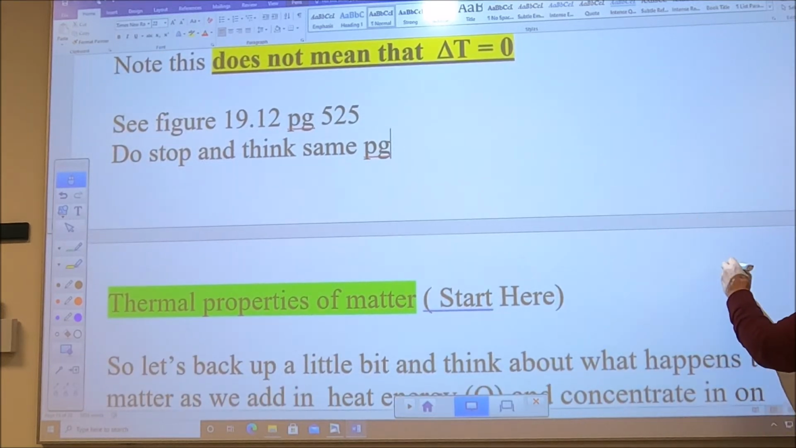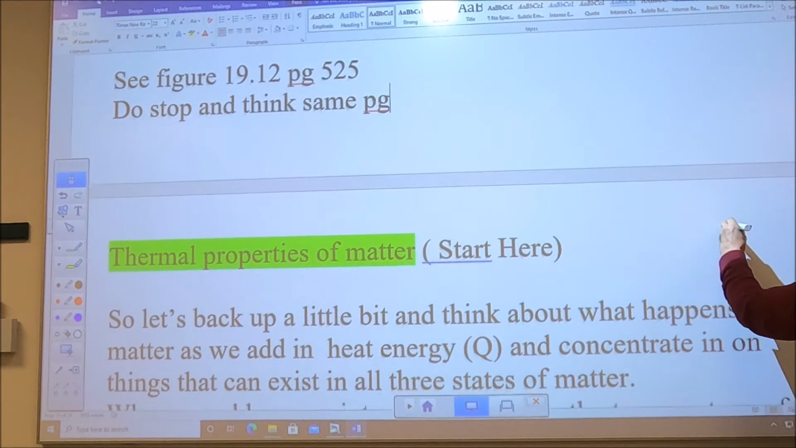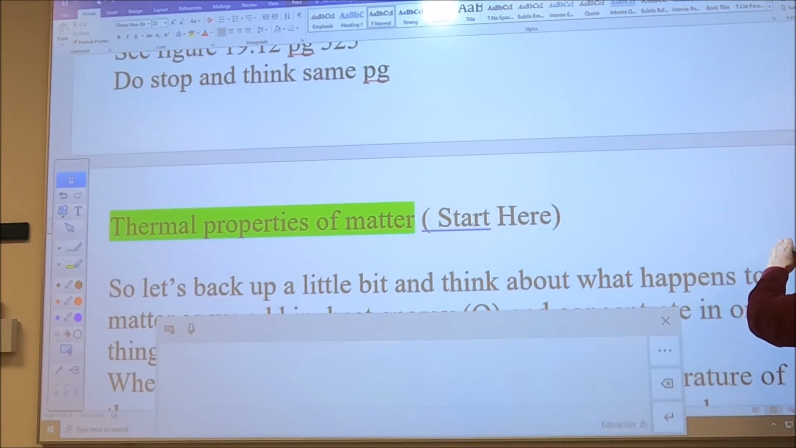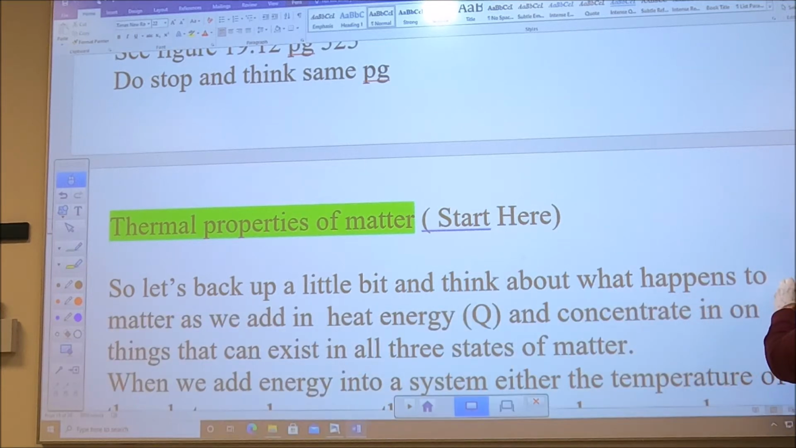Now you can look at the stop and think on page 525. I was just going to ask you some questions about adiabats.